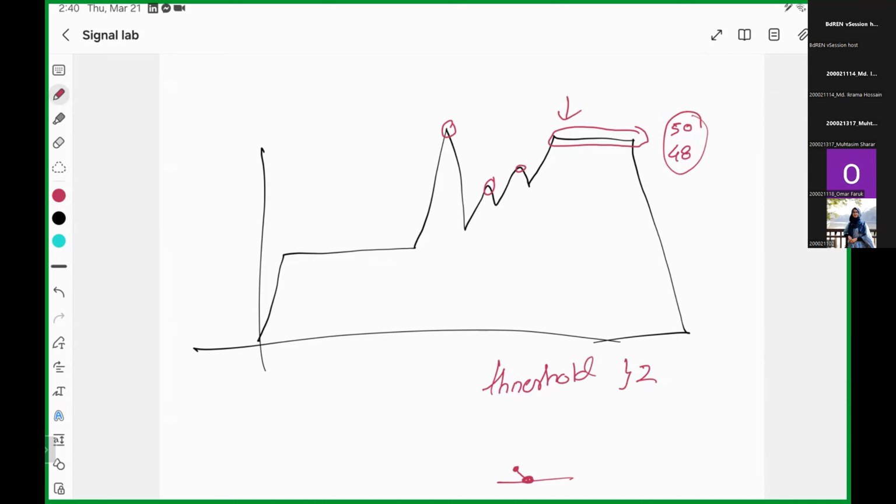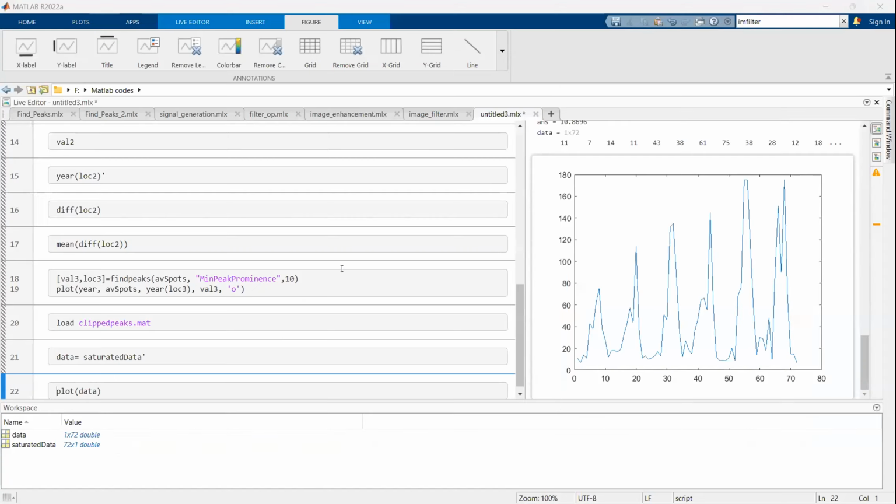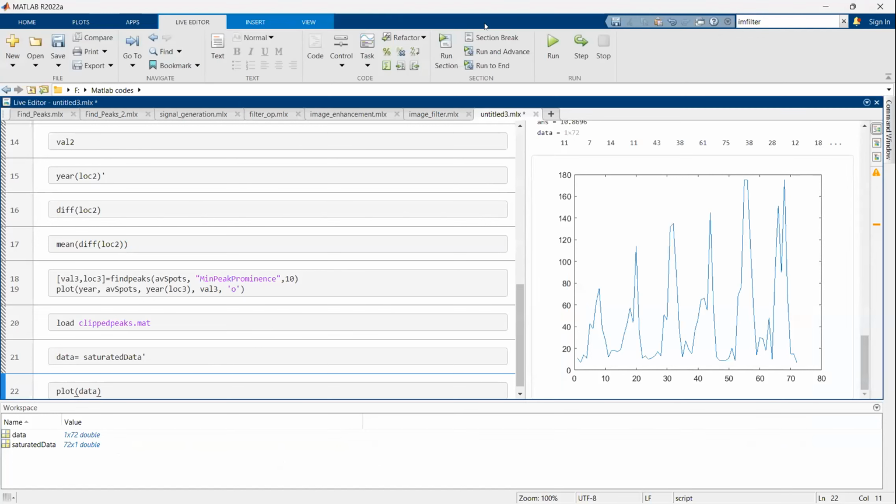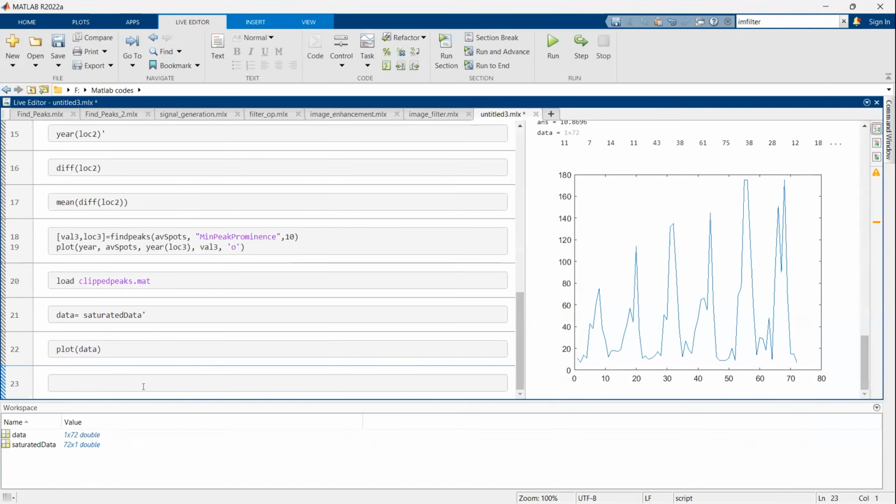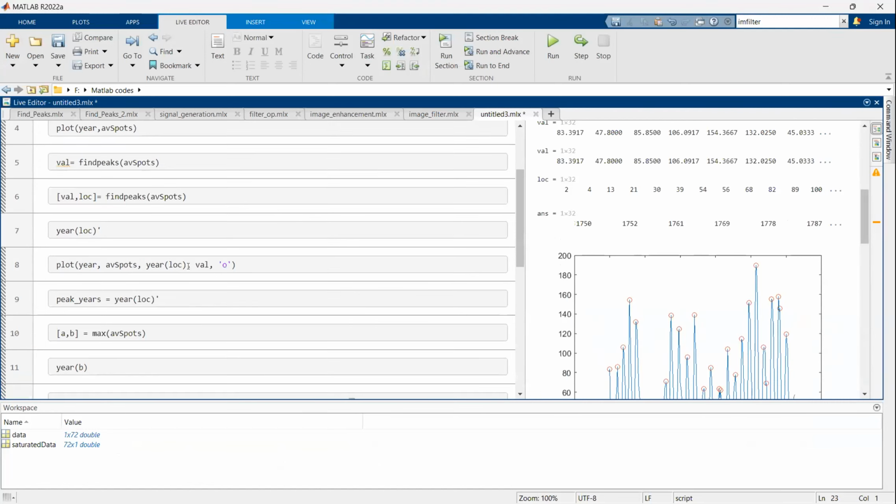So if you see your MATLAB, let's see. First, you have load data. Let's go to section break. Then we put this one.